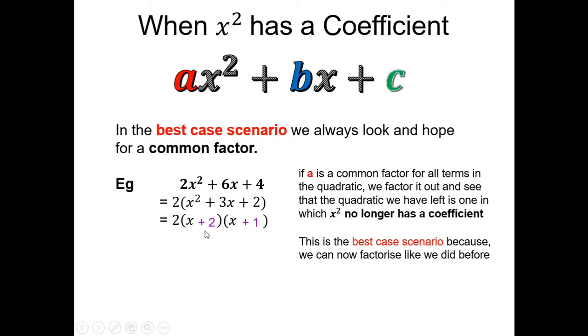Okay, it could be x plus 2 then x plus 1, or x plus 1 and then x plus 2. The order doesn't matter. Right, so that's fully factorized now, and that was the easiest case. When there's a number in front of x squared, always see if you can factor it out.